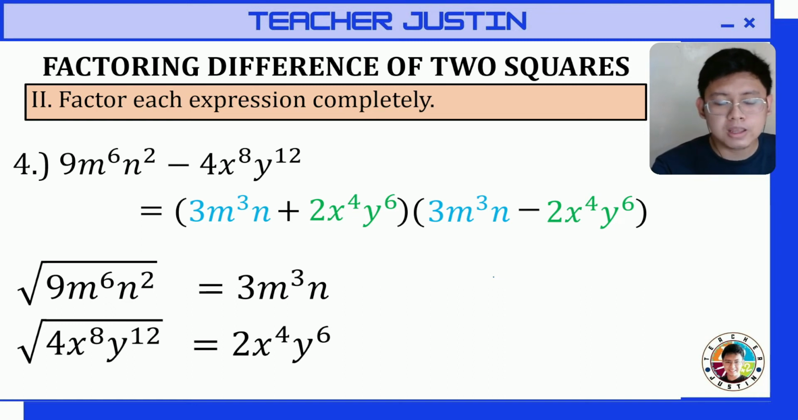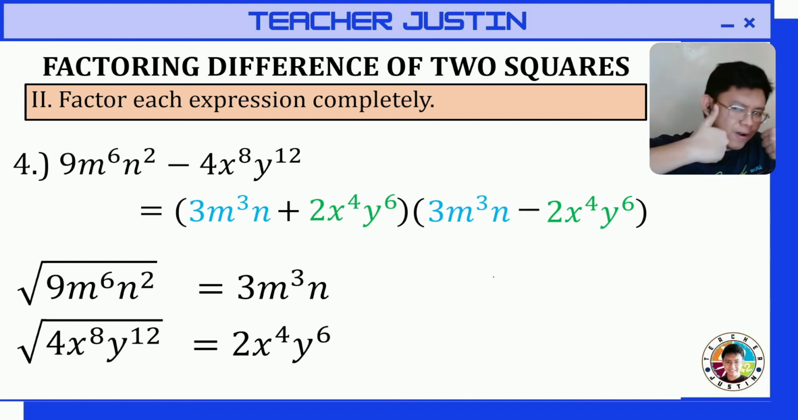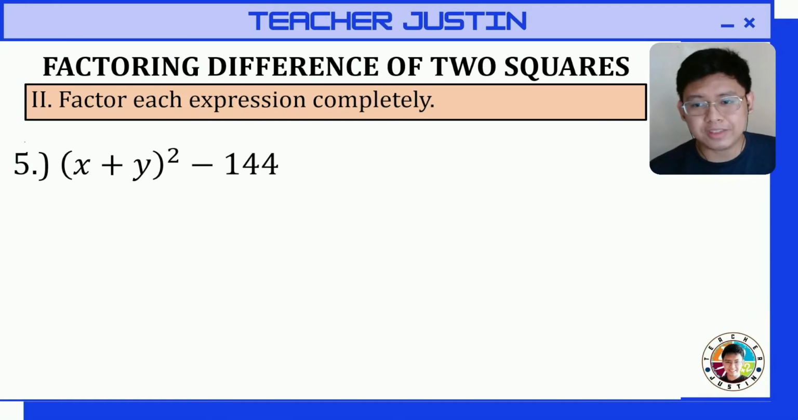It will be the quantity 3m cubed n plus 2x raised to 4y raised to 6 times the quantity 3m cubed n minus 2x raised to 4y raised to 6. And that's it. Ta-da! Alright. Okay, let's have our fifth item.